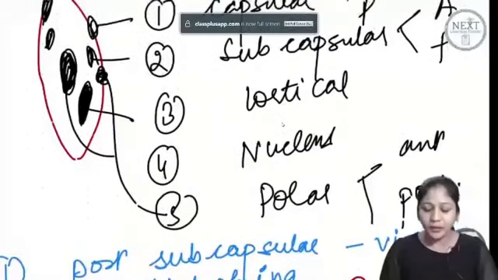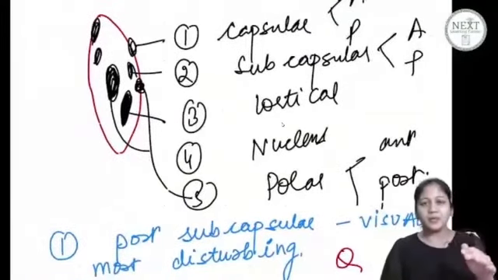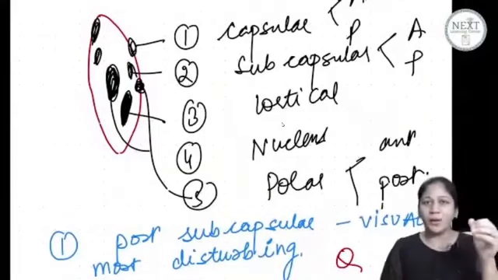Classification of cataract: we classify cataracts by their different morphologies, like when you have opacity at the capsule and so on. You name it accordingly.